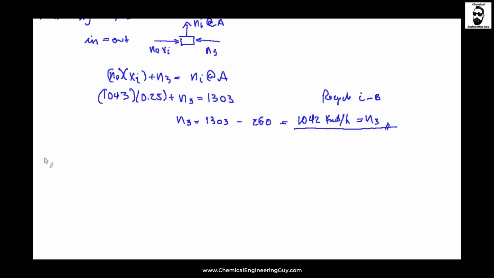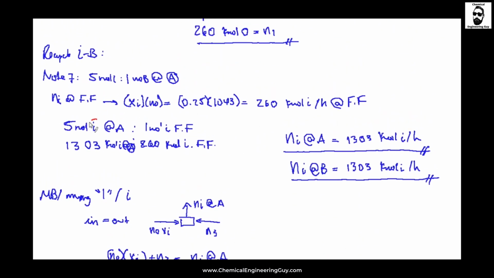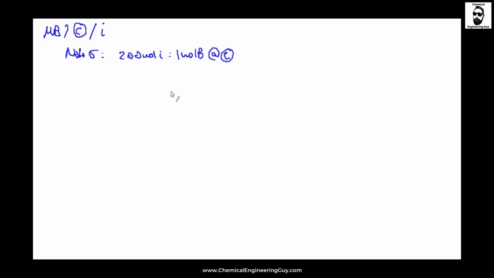Now, what else can we do? Let's continue with the mass balances. Let's do a mass balance in flow C. We're going to use now note number 5, which states essentially that there are 200 moles of I per each mole of B in the inlet of the reactor. So please do not confuse. This time is isobutane for butylene. Last time was isobutane in A and isobutane in the feed. So they are different things.